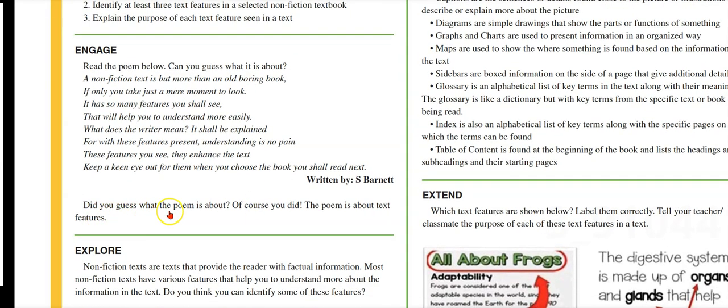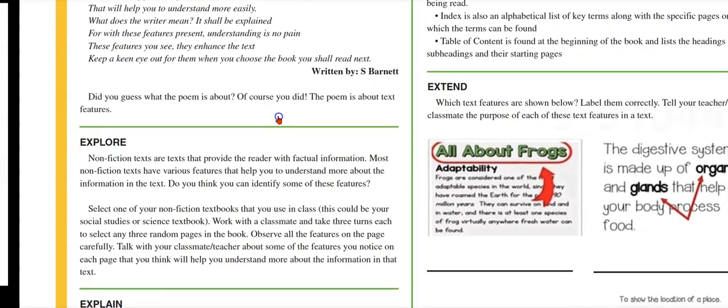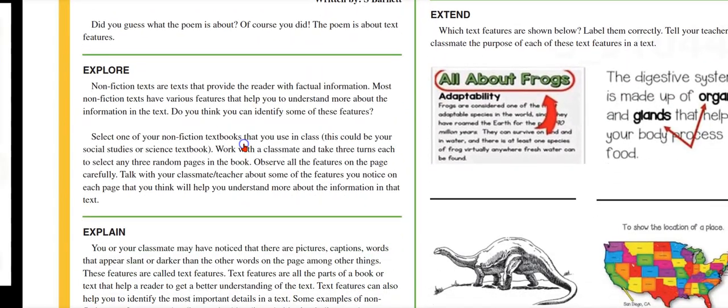Did you guess what the poem is about? Of course you did. The poem is about text features. Non-fiction texts are texts that provide the reader with factual information. Most non-fiction texts have various features that help you to understand more about the information in the text. Do you think you can identify some of these features?